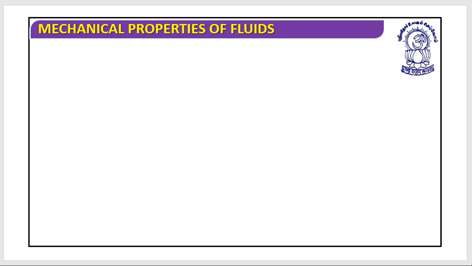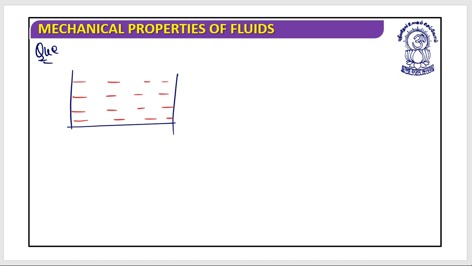Great. Let's work on one more question. Let's suppose this is the container, and this container is being filled with fluid. Let's call this point 1, this point 2, and this point 3, named A, B, and C. This is 10 meter, this is 5 meter, and this is 2 meter.